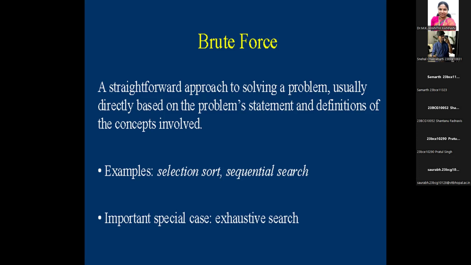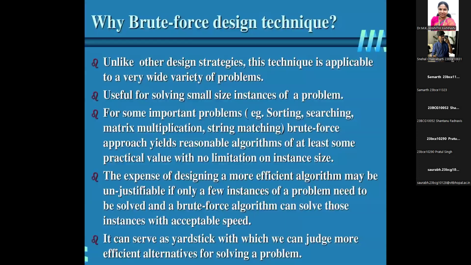Selection sort is: we find the smallest person, then make them sit first. Or we find the smallest number and place it in the first position: select and place. It is an important special case, an exhaustive search. So in selection sort, the manual computation, the number of steps, the number of comparisons and swaps will be very high, because we are just automating the manual process into a computerized system.